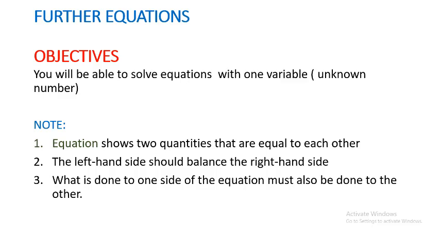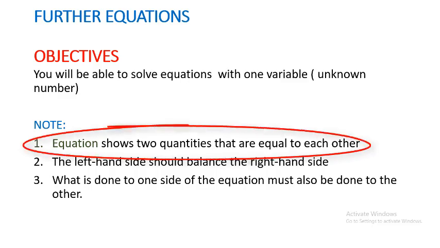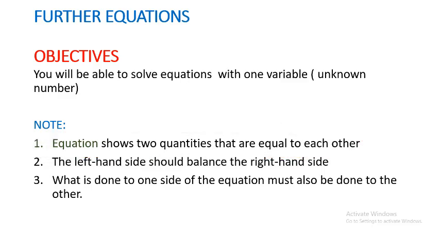So down here, there are three things that you need to know before going further. The first one, you need to know what an equation is. An equation shows two quantities that are equal to each other. So here what it means is that an equation has two sides, left hand side and right hand side. So these sides are always the same.